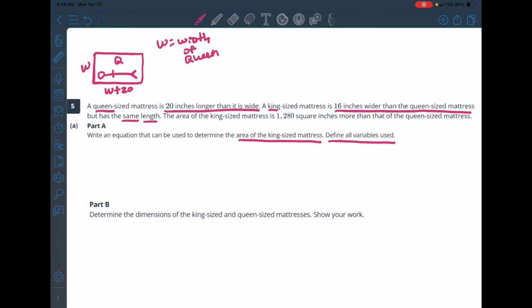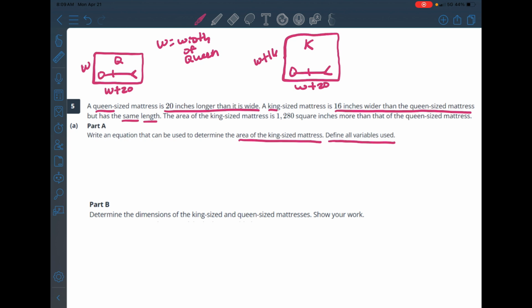All right, so now let's draw out our king size mattress. So we know the length is the same, but the width is even longer. So here's our king. Here's our person. We know that this is W plus 20 because the length is the same. And then what did it say about the width of it? The width is 16 inches wider than that of the queen. So that would be W plus 16 because W is the width of the queen.